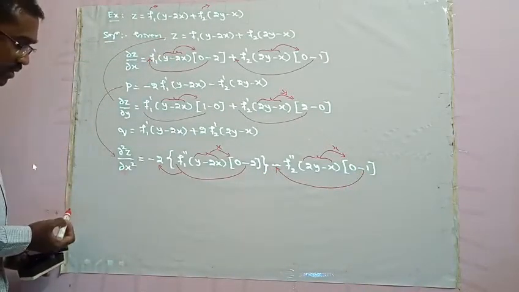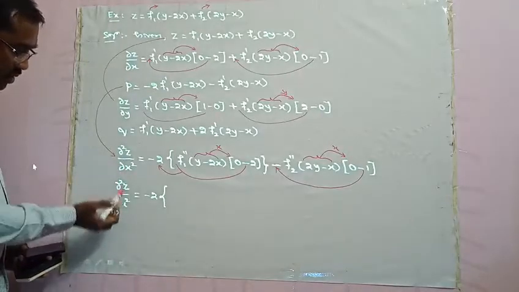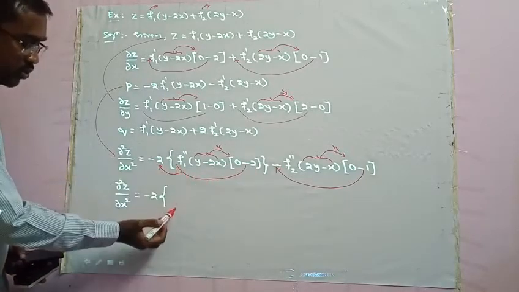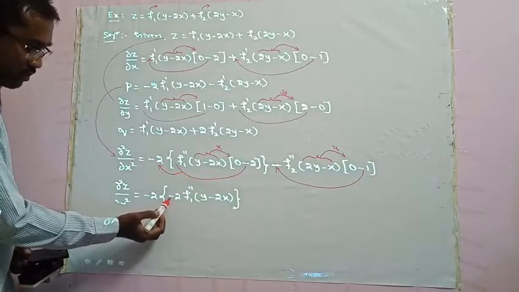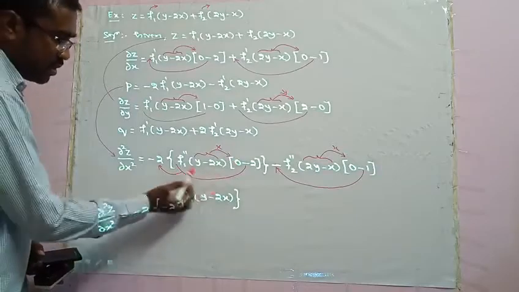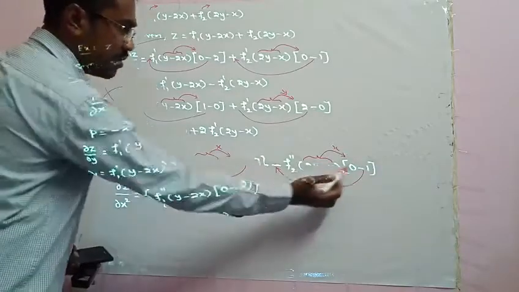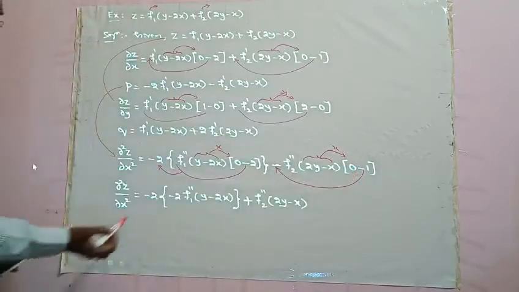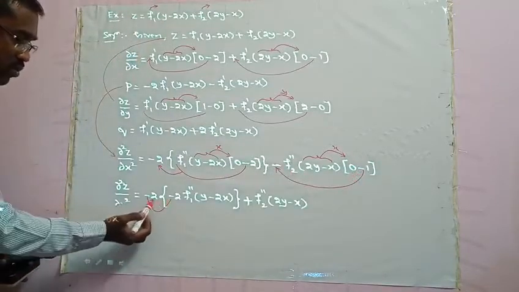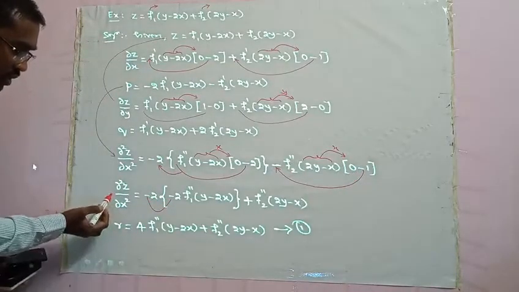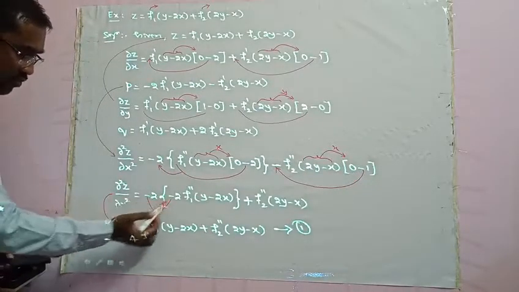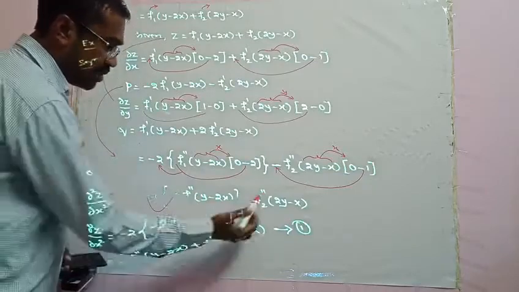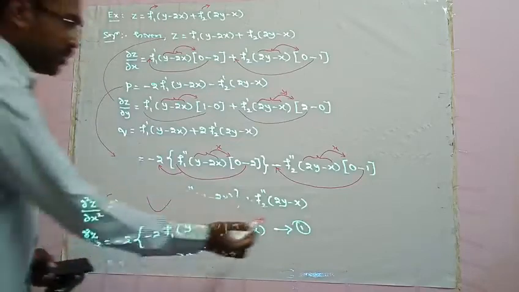Now let us rewrite dou square z by dou x square is equal to minus 2 as it is. We can write this as minus 2 f1 double dash, minus into minus plus f2 double dash. Now what happens? Minus into minus plus, 2 times 2 is 4. We have taken this as r equals 4 f1 double dash plus f2 double dash. So call it equation number 1.